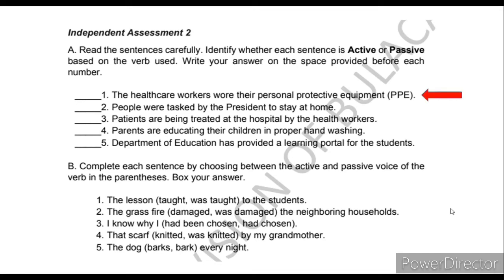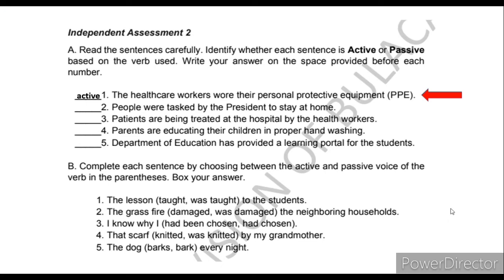The healthcare workers wore their personal protective equipment or PPE. So in this sentence, since the verb wore is in the simple past tense, therefore the voice of the sentence is active. So you will write active. Okay. Again, a hint, if the sentence is passive, is when you read or when you see the word by in the sentence. Okay?